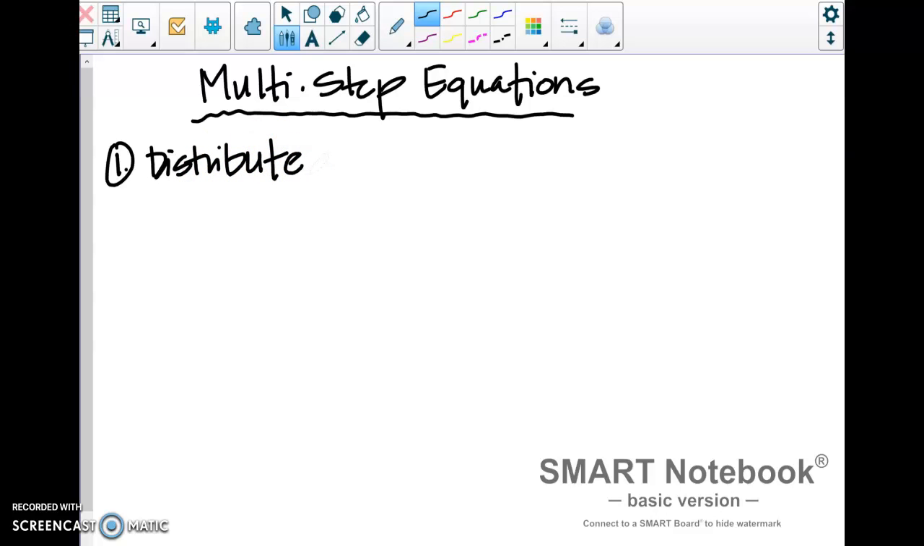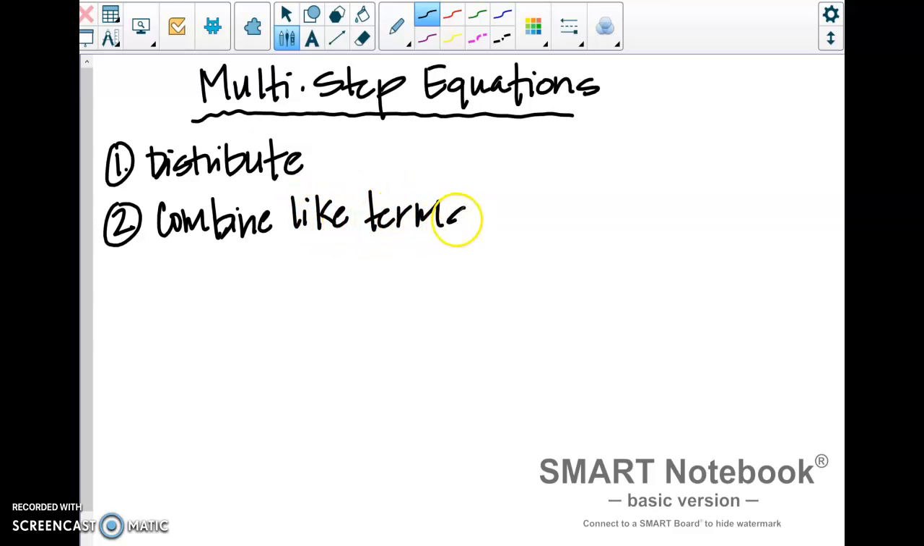The distributive property means there's a number on the outside of parentheses, and you have to distribute that number to everything inside the parentheses. Multiply that number on the outside by everything inside. You start by doing that, which is always our first step when we're simplifying expressions as well. The second step is to combine like terms, if there are any.